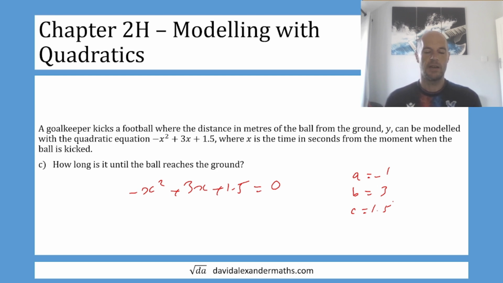And I'm getting (3 plus root 15) over 2, which is 3.436. Let's just call it 3.4 seconds. If I press equals again, I'm getting another solution, which is minus 0.436. But of course, it can't be a minus value for time. We're not going back in time. So here the answer is 3.4 seconds.